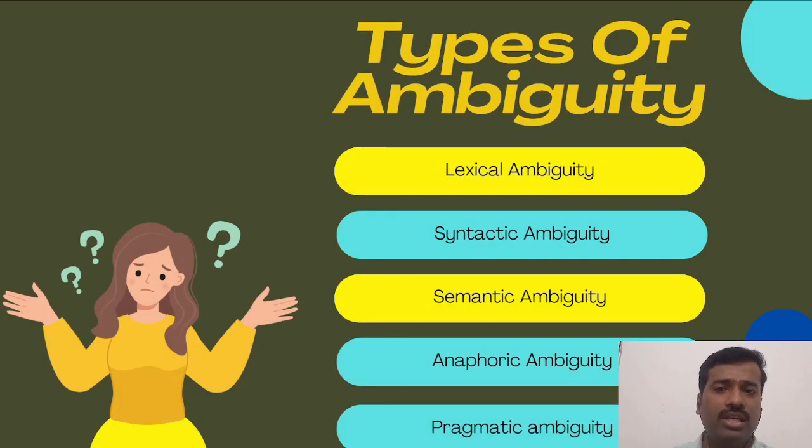Types of ambiguity. There are different types of ambiguities: lexical ambiguity, syntactic ambiguity, semantic ambiguity, anaphoric ambiguity and pragmatic ambiguity. We will see all these types one by one.